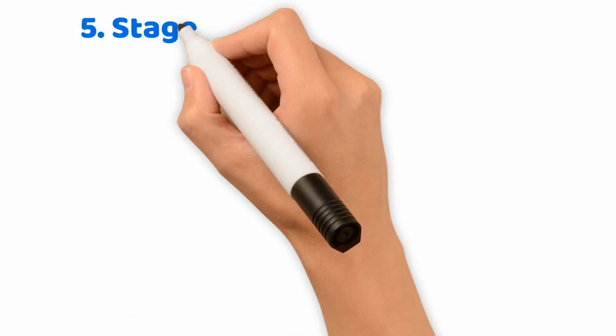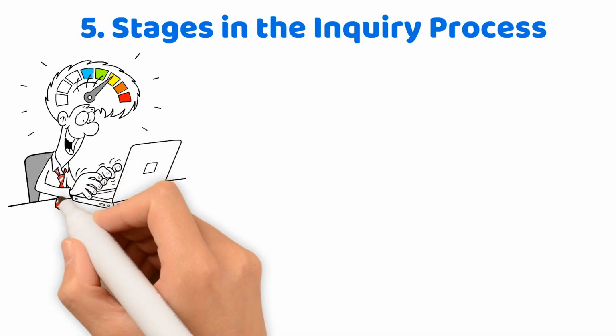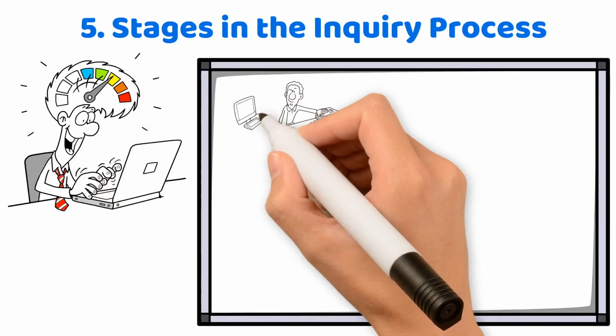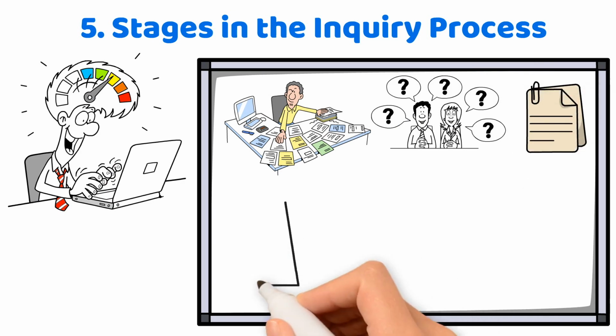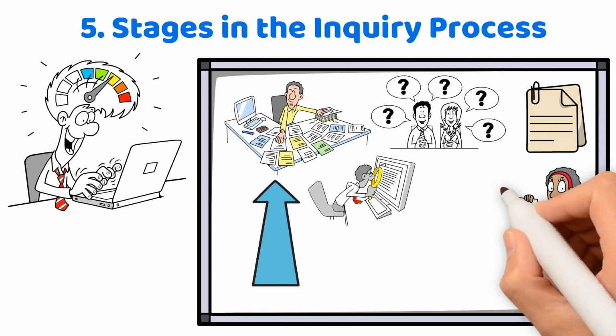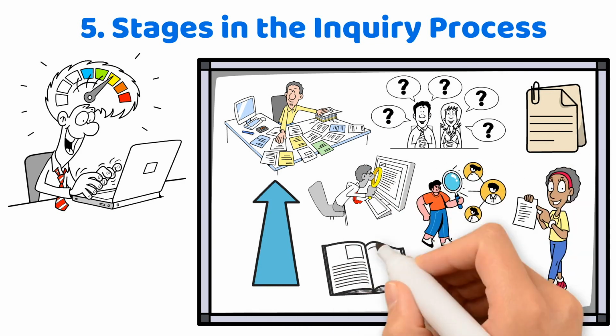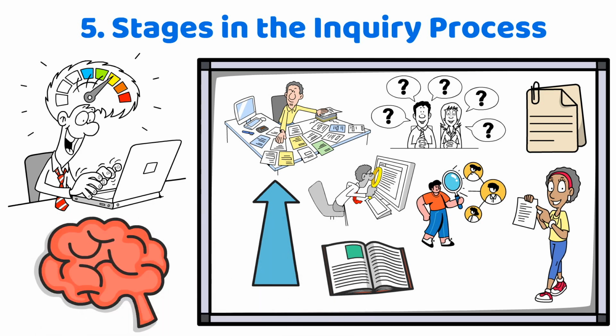5. Stages in the inquiry process. The inquiry process is a systematic approach to learning and research. It involves identifying topics, developing questions, forming hypotheses, gathering and organizing information, analyzing data, drawing conclusions, communicating findings, and reflecting on the learning process. Each stage plays a vital role in developing a thorough understanding of a topic.